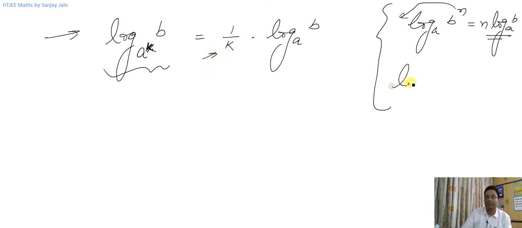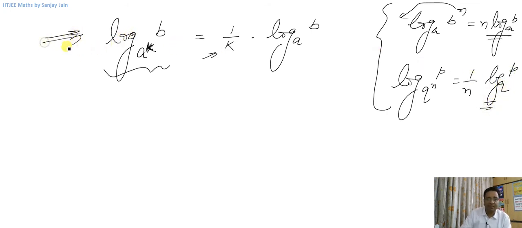Okay, so let us take another example here. For example, I have got p here, q raised to power, let us say, n as my base. So I can write it 1 by n log p to the base q. Okay, so this is another application of base change theorem. We will change the base of this expression to a new base which is a. You can see on the right hand side, right?